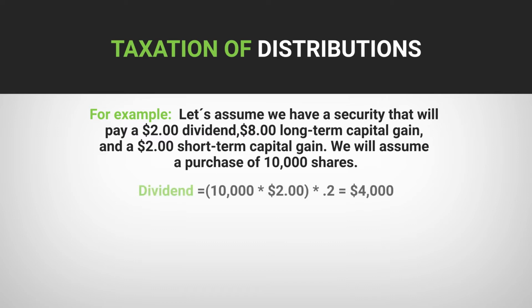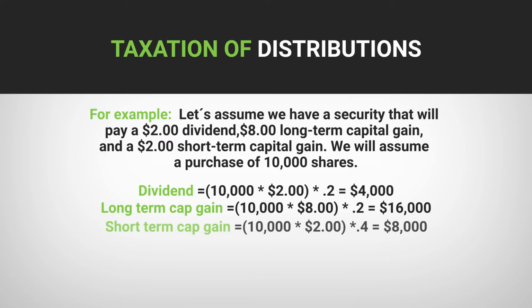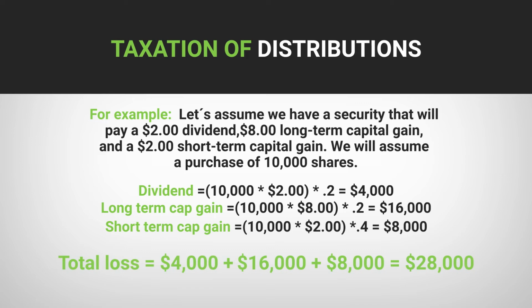We're going to run our equation on the dividend. 10,000 shares times a $2 dividend times a 20% tax rate, $4,000 loss. Long-term capital gain, 10,000 times $8 per share times 0.2, a 20% tax rate, is $16,000. And on the short-term capital gain, 10,000 times 2 times 0.4 equals $8,000. You add up the 4, the 16, and the 8, you just lost $28,000. How does that make you feel?